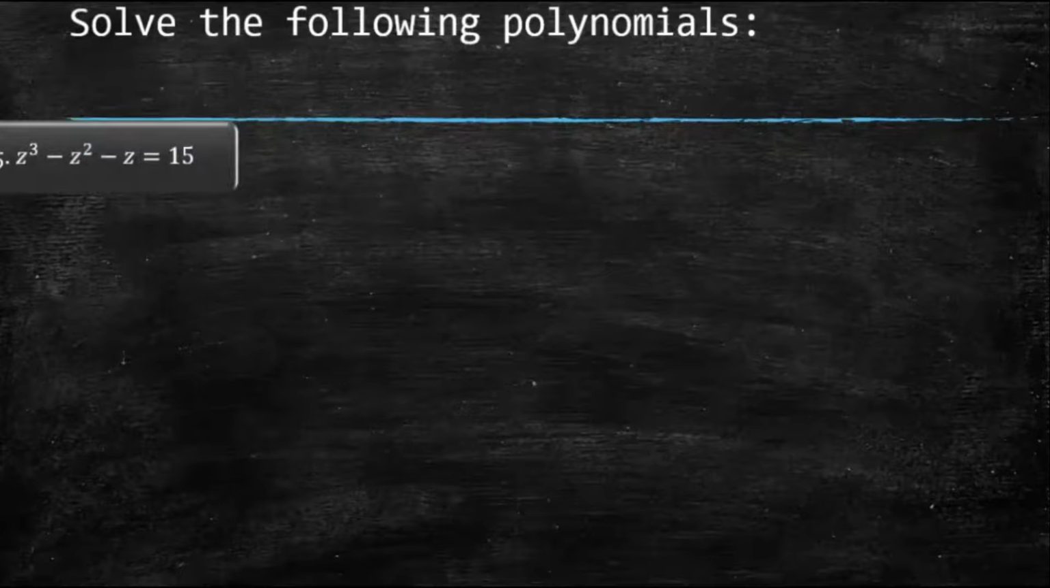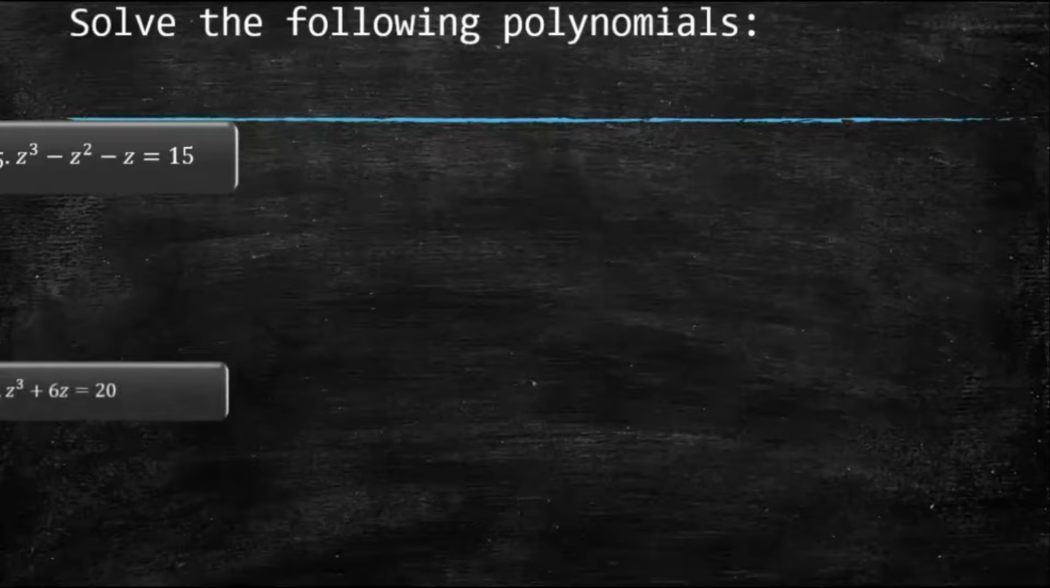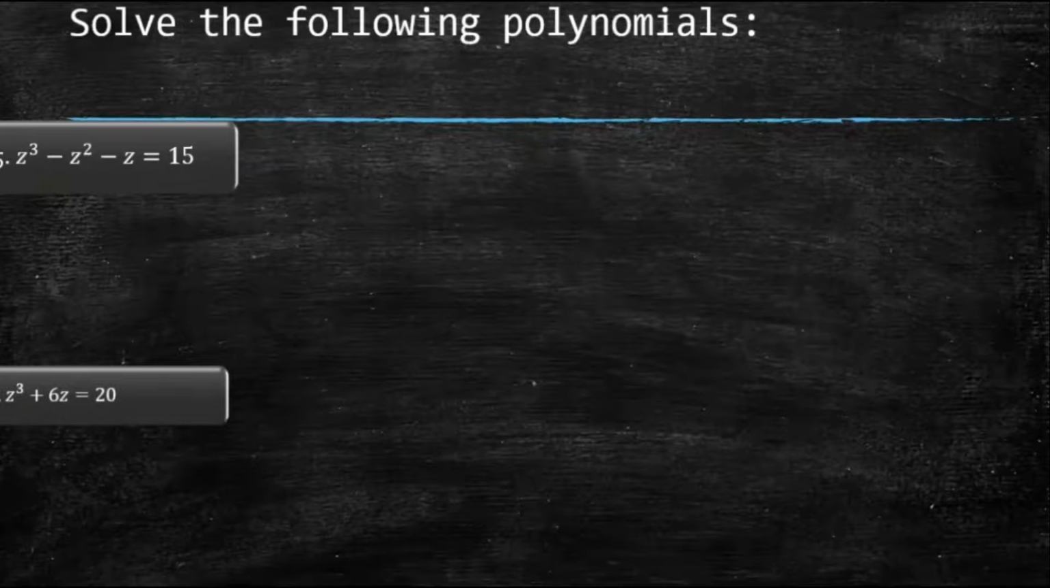Let's move on to cubic. z cube minus z square minus z equal to 15. In order to solve a cubic, you need to find the first real root using trial and error. And there is one more cubic, z cube plus 6z equal to 20. Try to solve them before you can see the answer on the video here.